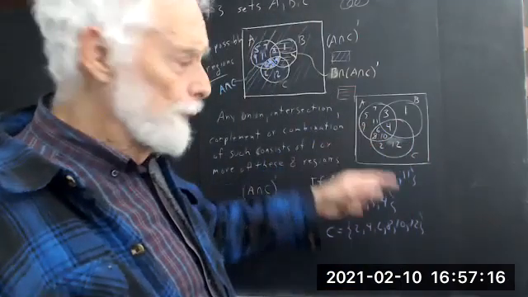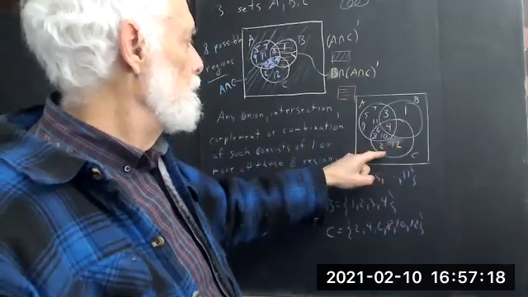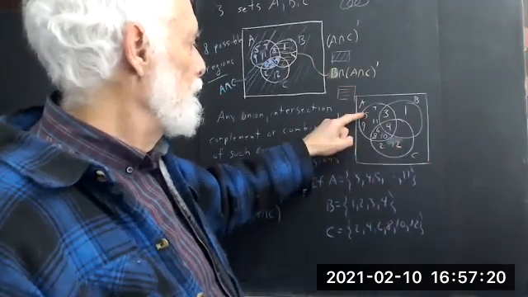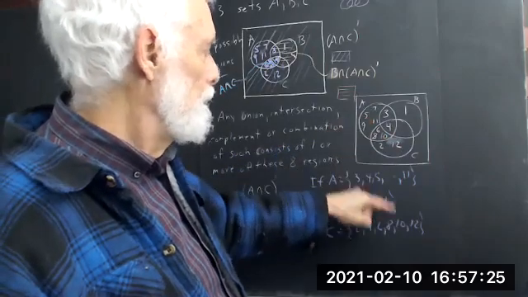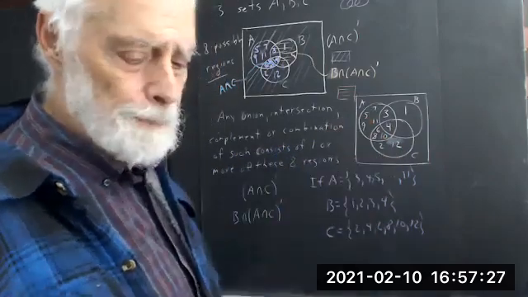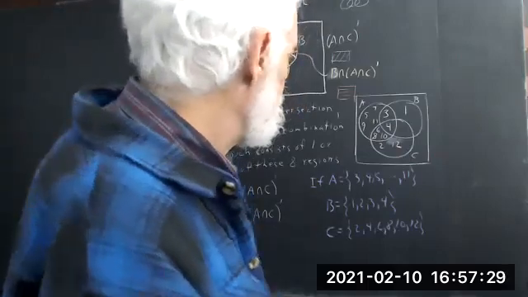Let's see how many numbers we've got. We've got 1, 2, 3, 4, 5, 6, 7, 8, 9, 10, 11, 12. It's all my numbers.